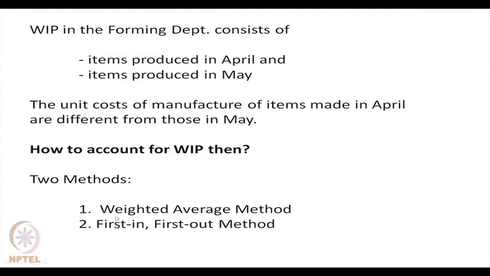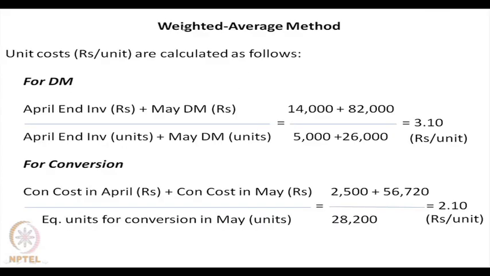Now, there are two methods that are used, the weighted average method and the first in first out method. We shall be discussing the weighted average method because of its simplicity and because it is highly popular. The FIFO or first in first out method is more complicated and is not preferred in practice. Now, let us study what this weighted average method means.